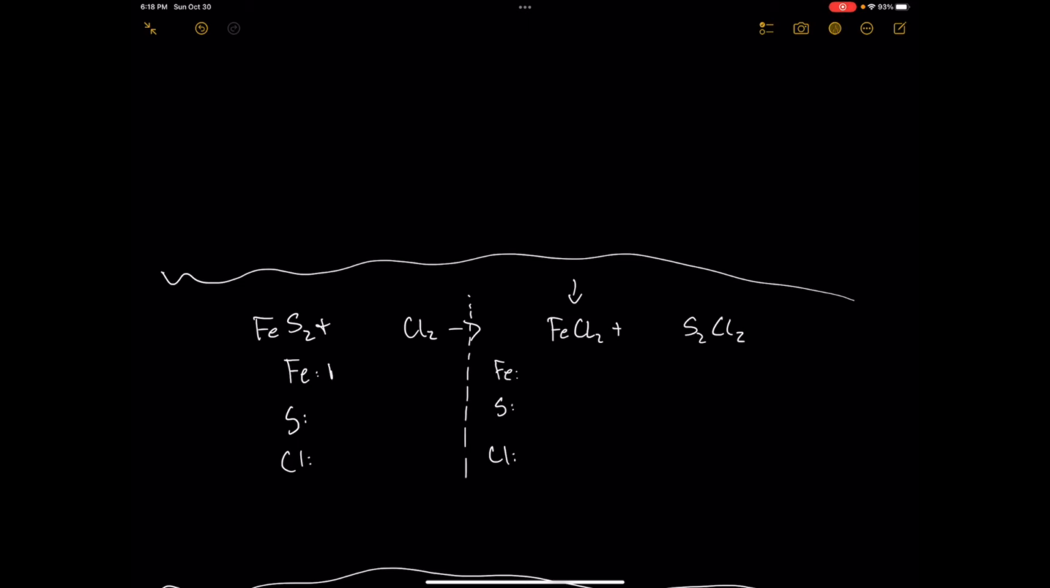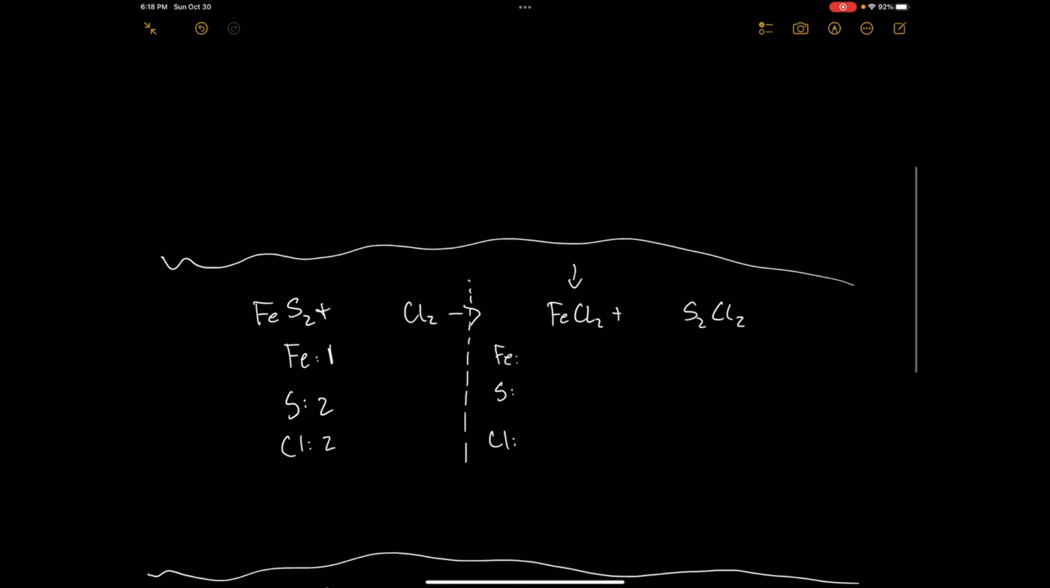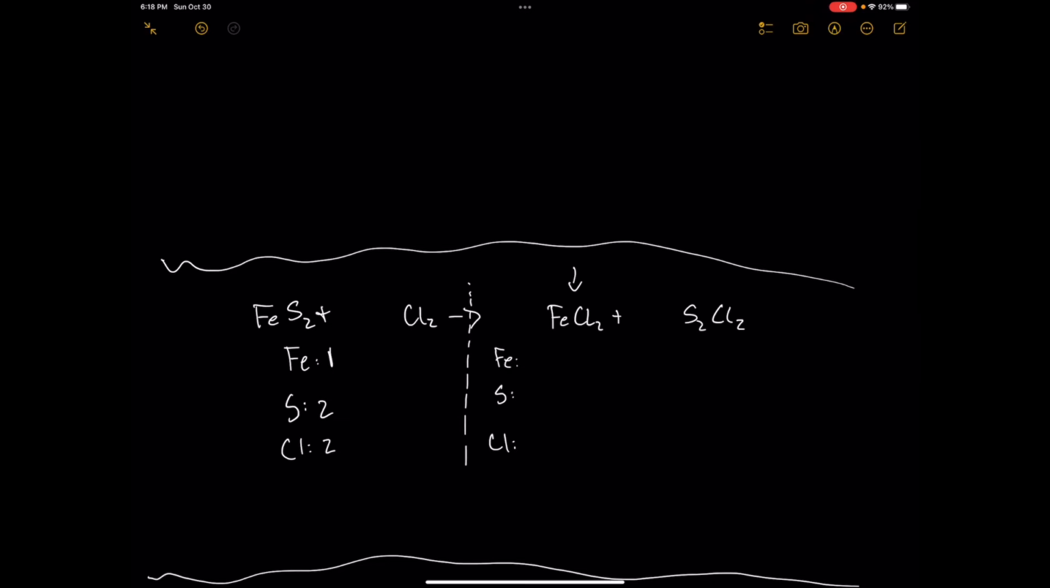Iron, I only see 1 iron atom on the left. Sulfur, there are 2 sulfur atoms on the left, and chlorine, there are 2 chlorine atoms on the left. I'm going to erase those just so that we can see clearly. Now let's count the right-hand side. So iron, I have 1 over there again. Sulfur, I have 2 again. But now chlorine, see that chlorine is with this iron atom and with the sulfur atoms. So I actually have a total of 4 chlorine atoms, okay, because there are 2 with iron, 2 with sulfur.